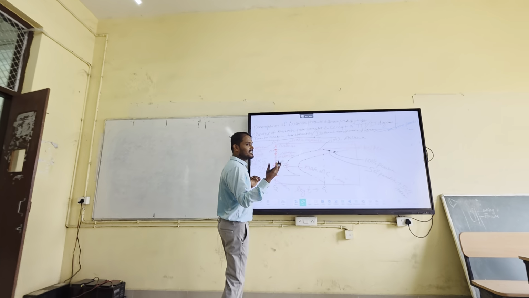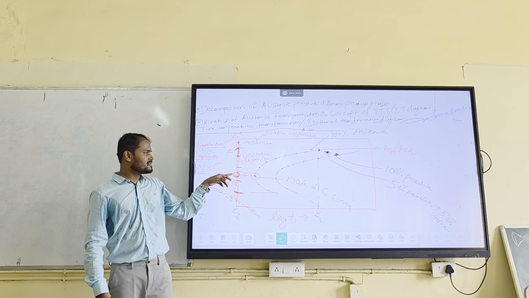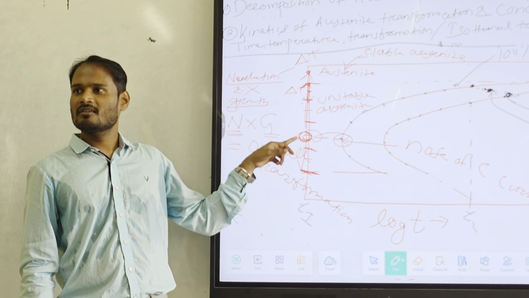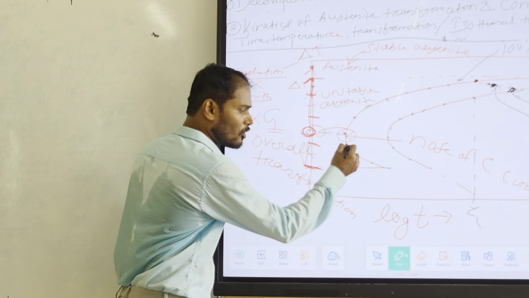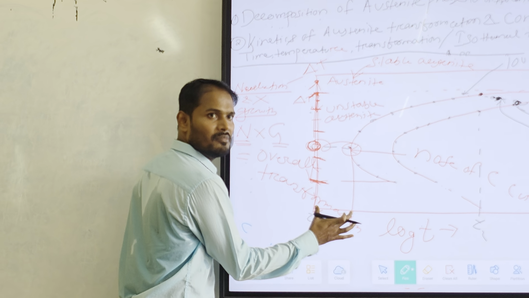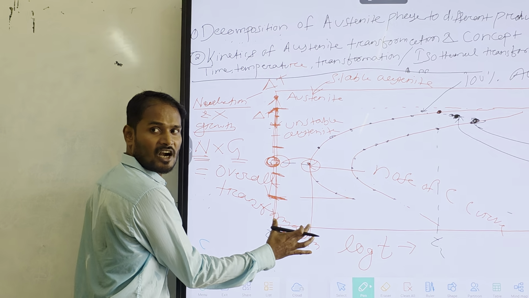So it exactly means transformation will start quickly. This is the temperature where transformation will start quickly. Just see why. Just draw a projection. This is the time gap. Just see, the minimum time in this curve is this much, where the transformation has started.